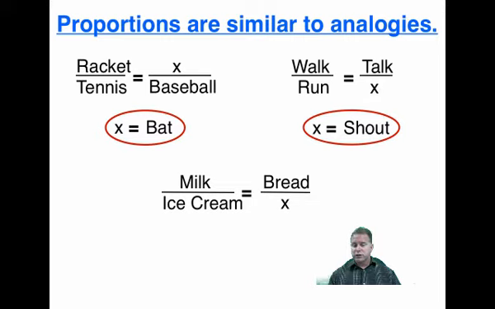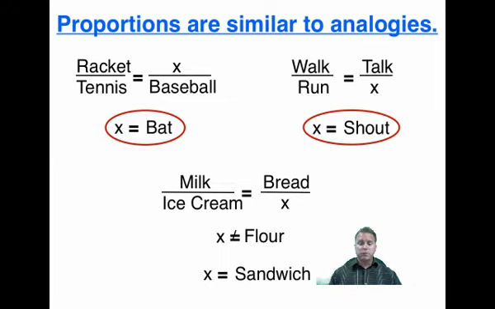Okay, so a lot of people like to say yeast or dough or that type of thing. But what is the relationship of milk to ice cream? It takes milk to make ice cream. So what does it take for bread? What is bread an ingredient of? Not flour. You might think something like a sandwich. I've heard people say French toast, something along those lines, where it is a part of it.